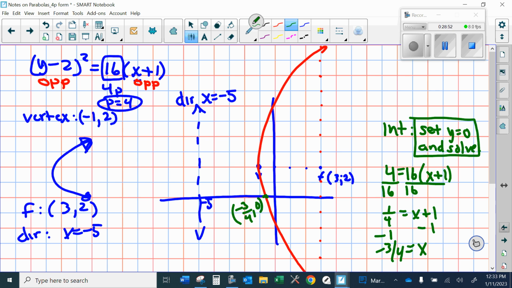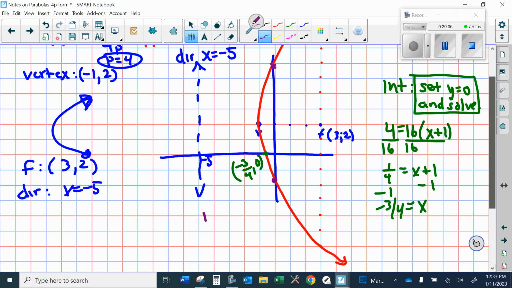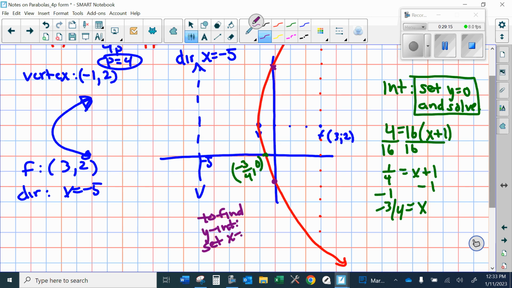So that's why we're setting y equals 0. But let's say you found out they wanted the y-intercepts where it crosses the y-axis. Well, then that would be 2 points, right? Across the y-axis right there and across the y-axis right there. 2 points. So there'd be 2 y-intercepts. To find y-intercepts, it's going to be the exact opposite of that. Set x equal to 0 and solve. Because any point on the y-axis, the x-coordinate is 0. So that's just some common sense there.